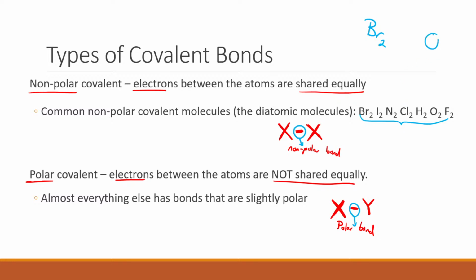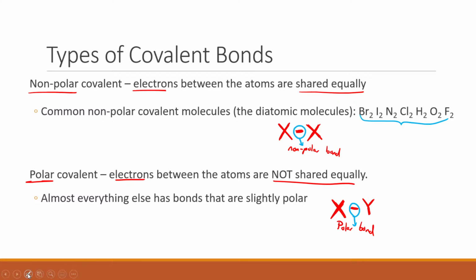You will never have just O by itself. It will always be O2. You will never have Cl by itself. It will always be Cl2, and so on. These have nonpolar bonds because they are the same atom connected to each other.